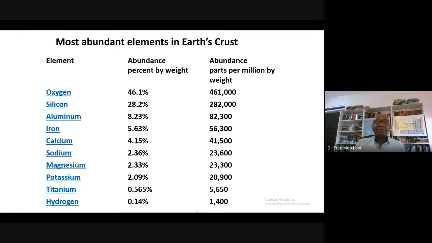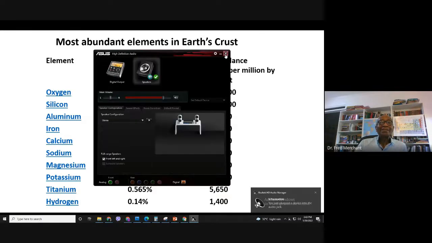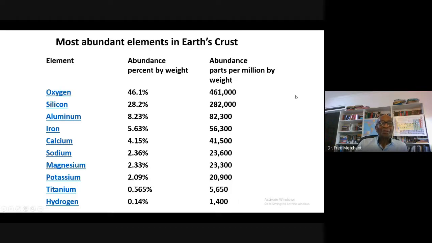Okay. This is a list of the most abundant elements in the Earth's crust. I put this in for context because we live on this Earth and everything that we encounter that we can practically stay healthy with and sustain ourselves comes from the Earth. So these are the basic elements as they occur in the Earth. And I put this on because most people don't think of it this way, but these are the elements from the periodic table that appear in the Earth's crust.